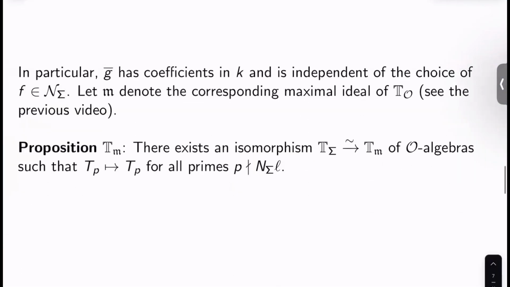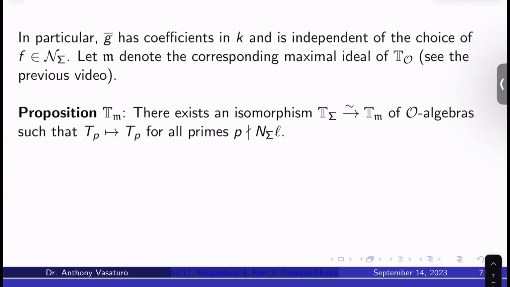And so I think we're set up for the main result of the video then, which is as follows. One consequence of the thing we just saw, I should say, is that G bar has coefficients in K, and is independent of the choice of f and N sub sigma. That's crucial. So it doesn't matter which f we took to begin with. So let's let frak M denote the corresponding maximal ideal of T sub L. Remember, every one of these newforms G corresponds to a maximal ideal of the full Hecke algebra T sub L. You can see the previous video for discussion on that.